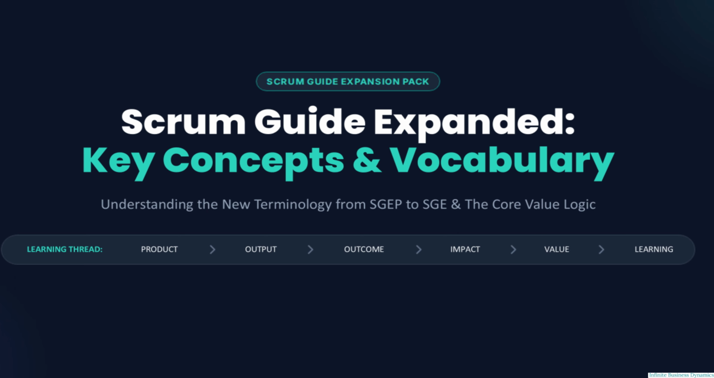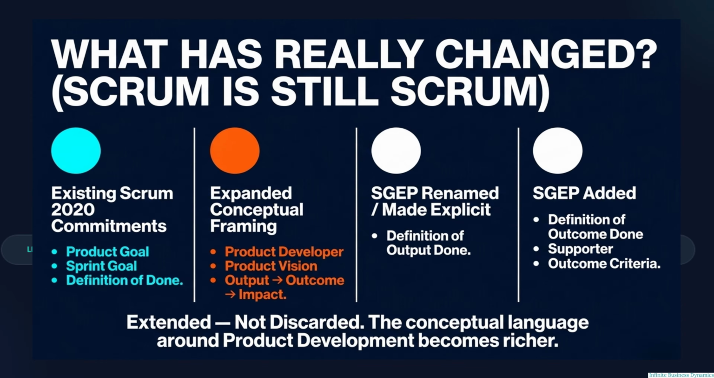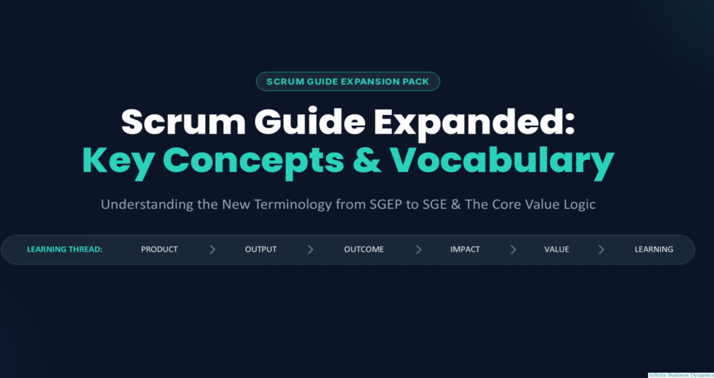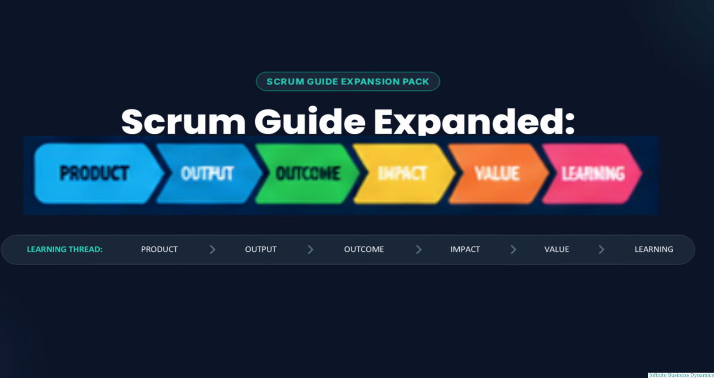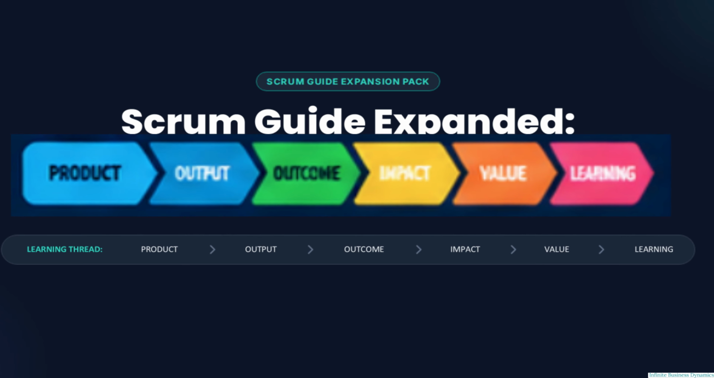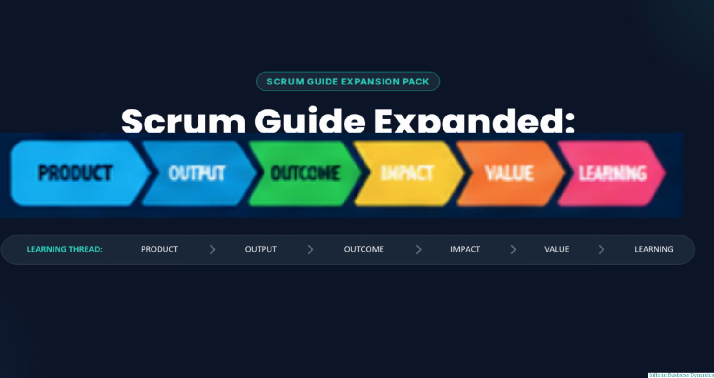In this video, we go beyond the core wording of the Scrum Guide to explore the expanded terminology and concepts introduced through the Scrum Guide Expansion Pack, or SGEP, and the Scrum Guide Expansion, or SGE. The objective is not simply to learn more terms, but to understand how these concepts connect. Our learning thread moves from product, to output, to outcome, to impact, to value, and ultimately to learning.